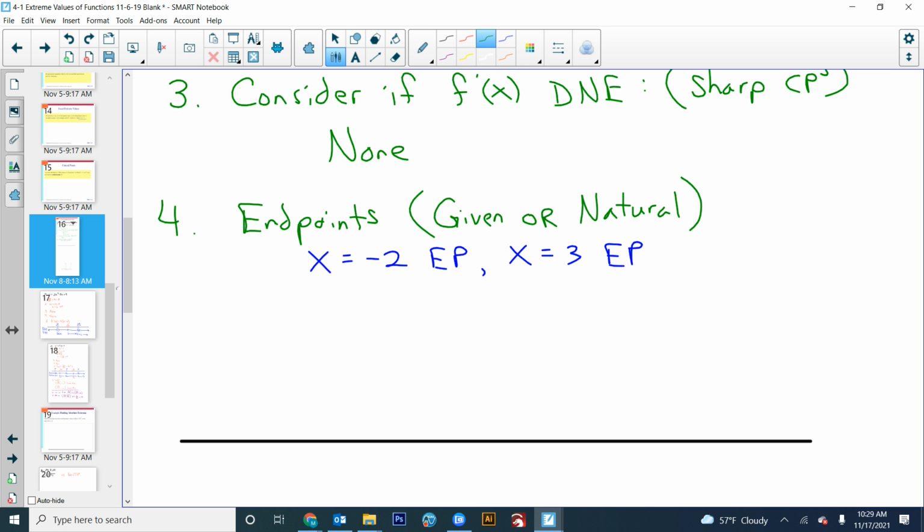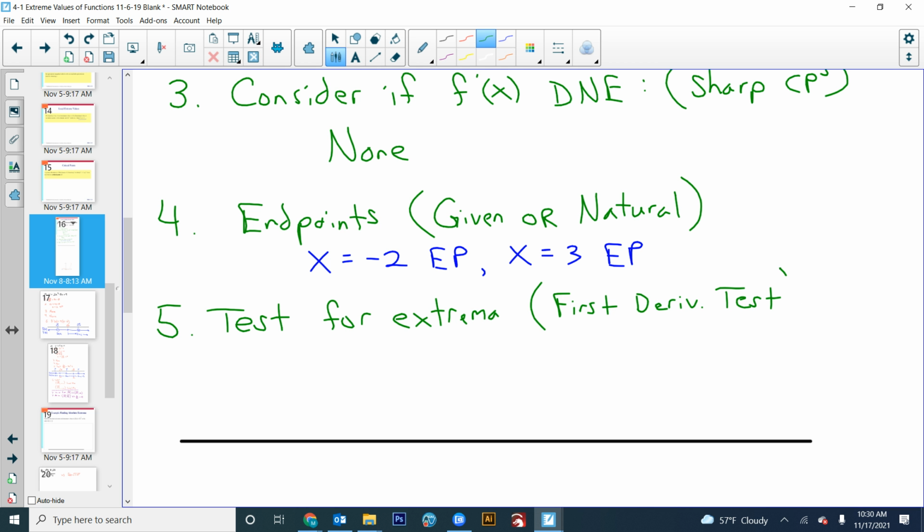Step 5. Test for extrema. Whether it's me or the book or anywhere, this is called the first derivative test. It's called the first derivative test because we're testing the first derivative. Positive, negative.